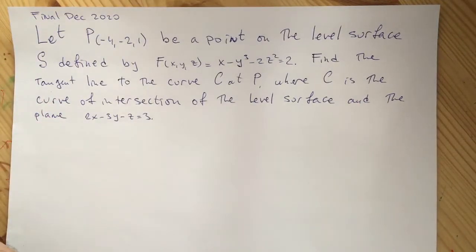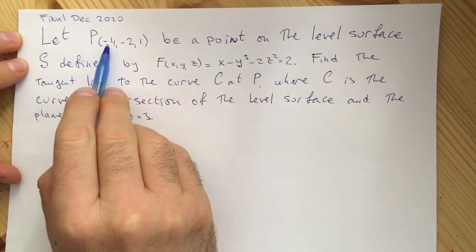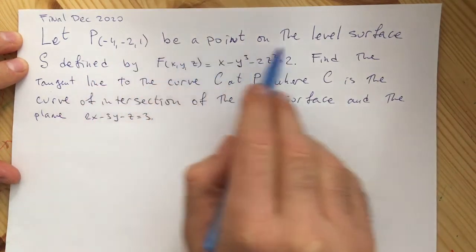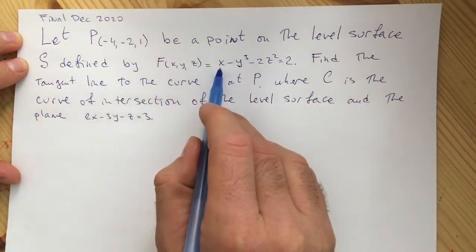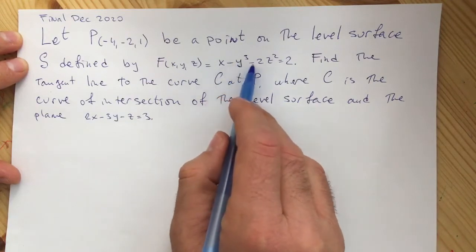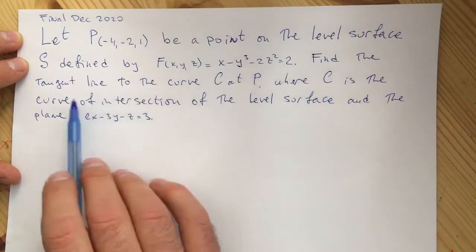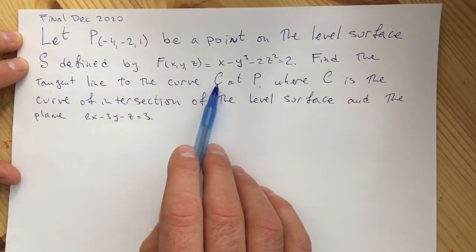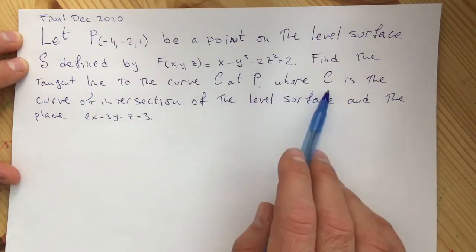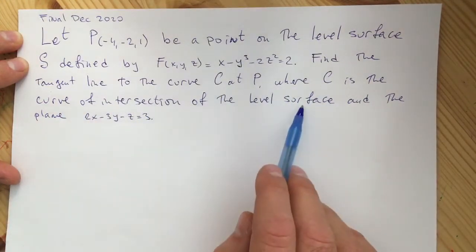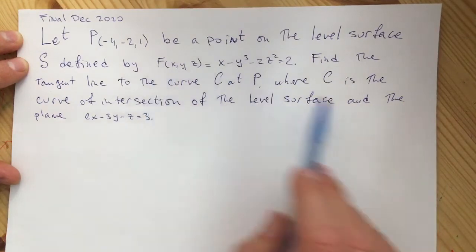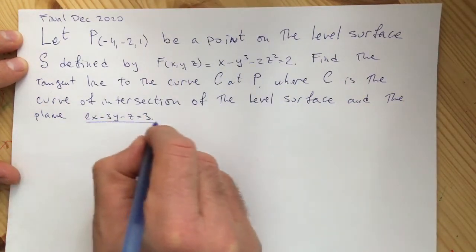In this video, we'll do this problem from December 2020. The question says that we have a point with coordinates -4, -2, 1 on the surface defined by x minus y cubed minus 2z squared is equal to 2. Then we have to find the tangent line to the curve C. So what is that curve? That curve is the curve of the intersection of the level surface F and this given plane right here.